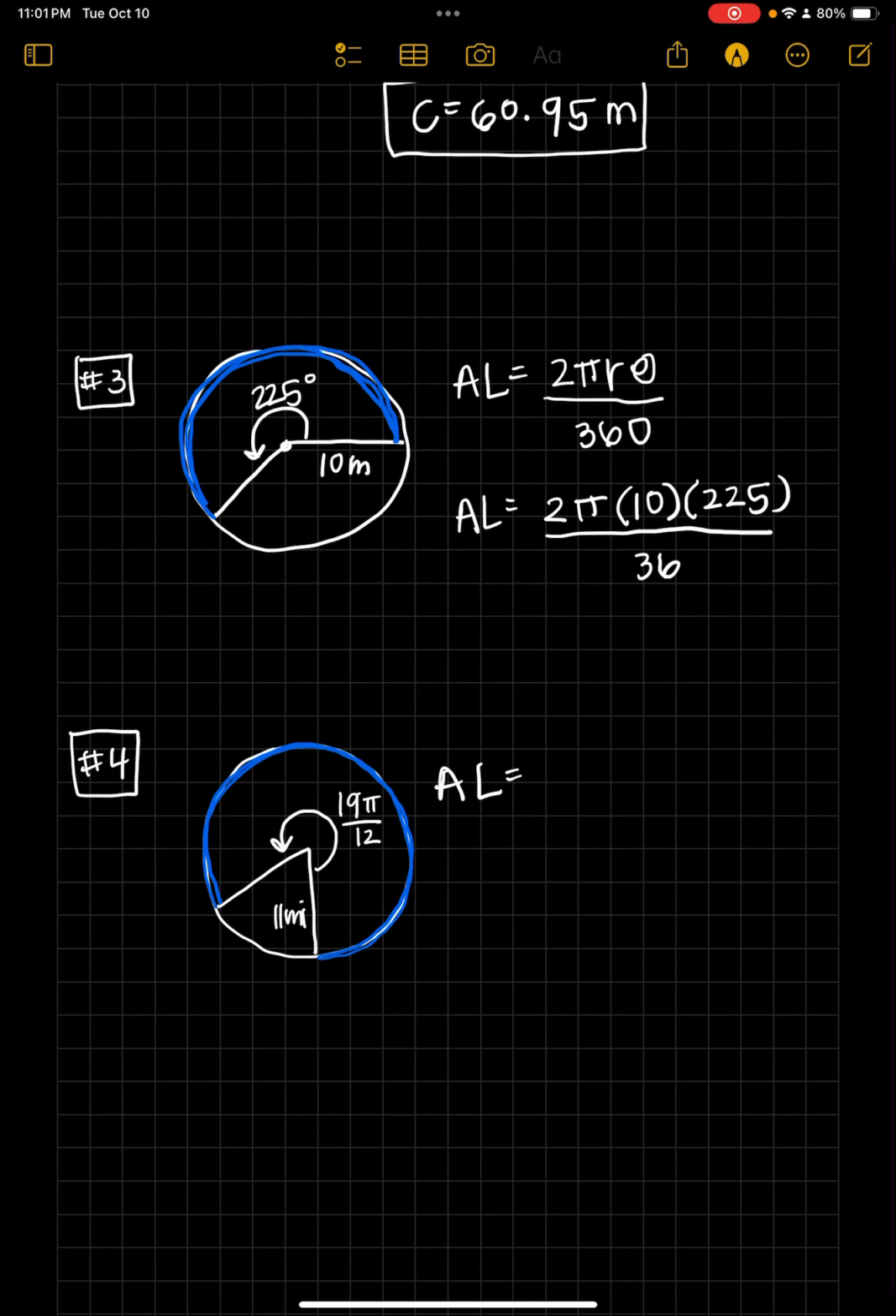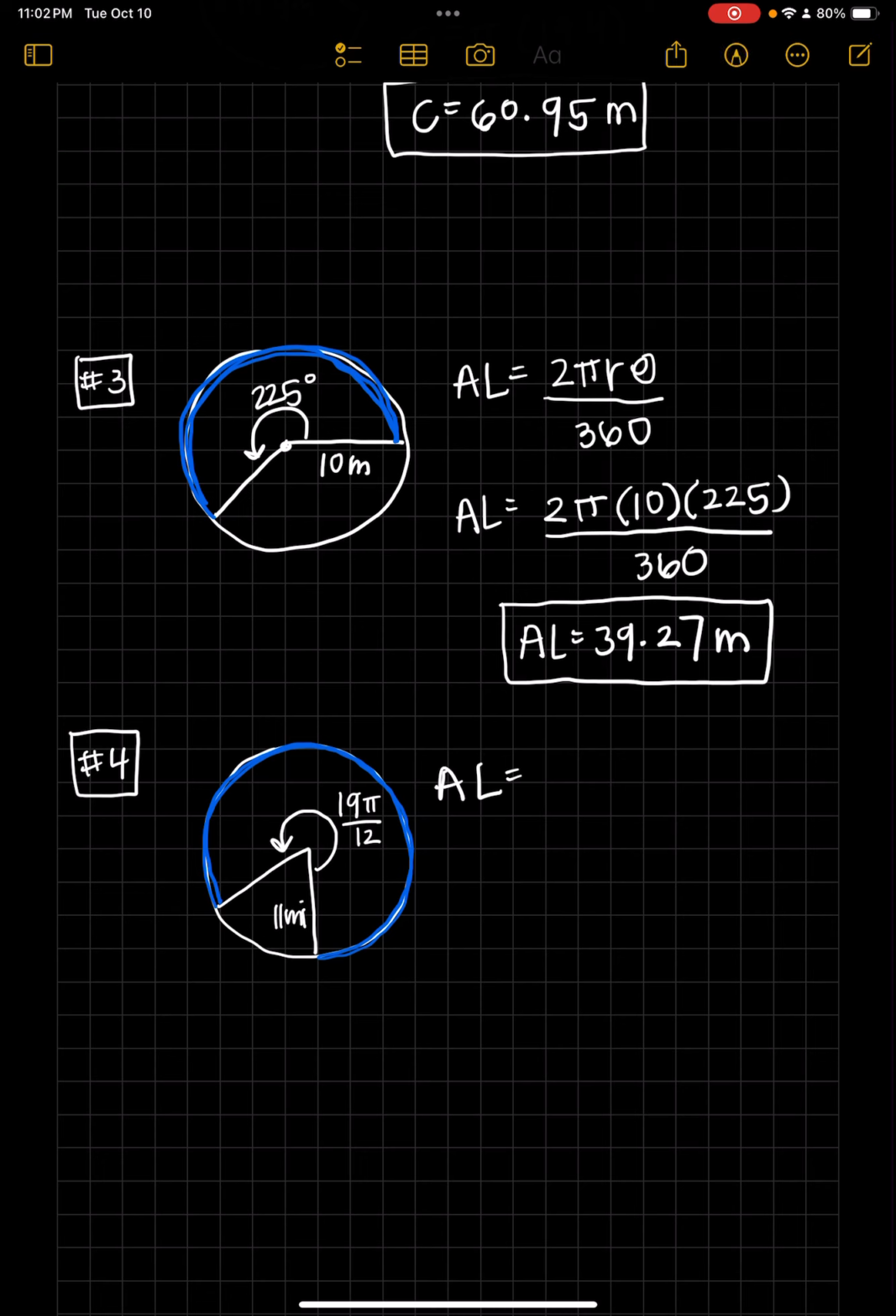over 360. All right, now all I have to do is plug that into a calculator. So I'm going to do 2 times pi times 10 times 225, divide all of that by 360, and I end up with that the arc length is equal to 39.27. Again, I'm only rounding to the nearest hundredth. It will always be a never-ending decimal because of that pi. And then because my radius is measured in meters, the arc length also has to be measured in meters. Once again, 39.27 only gives us the highlighted part of that.